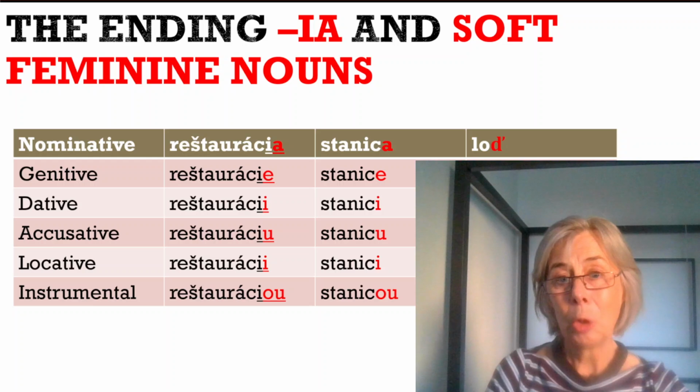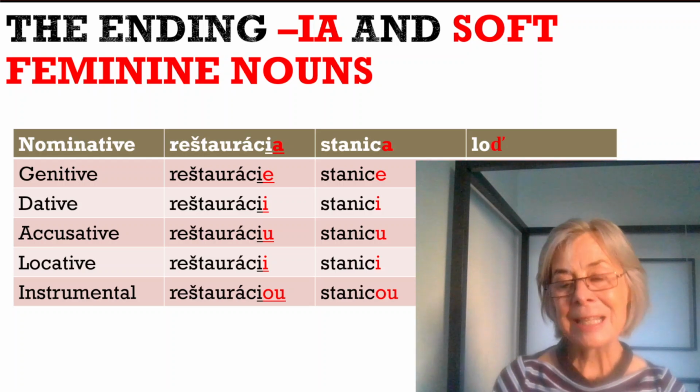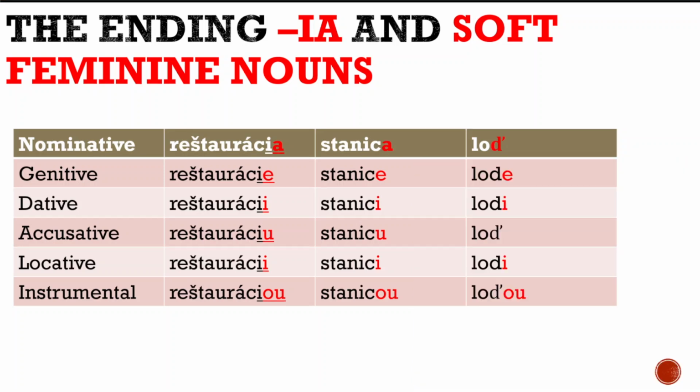And let's look at the word loď. It is also a soft feminine noun, which doesn't end in a. So nominative, reštaurácia, stanica, loď. Genitive, reštaurácie, stanice, lode. We are just repeating the ending e for soft feminine nouns as well as for the ending ia. Dative, reštaurácii, stanici, lodi. Accusative, reštauráciu, stanicu, loď. The ending a is not here, so loď preserves its form, the same as nominative. Locative, reštaurácii, stanici, lodi. Instrumental, reštauráciou, stanicou, loďou.